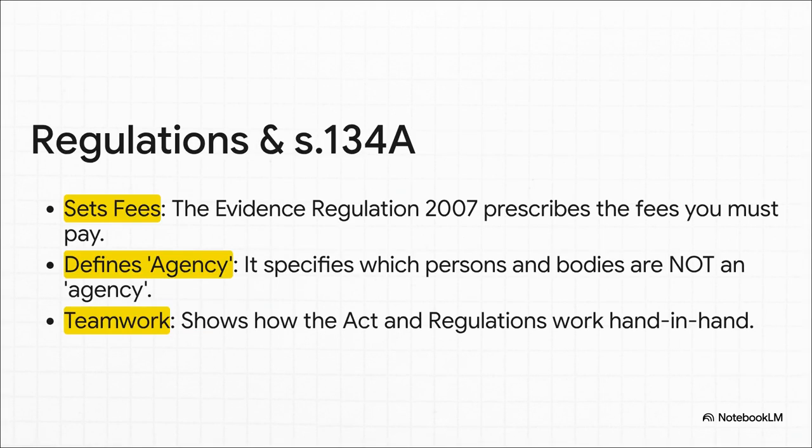And here you can see how it all clicks together. The Act and its regulations are like a team. They're partners. Section 135 provides the power, and then the Evidence Regulation 2007 uses that power to set the rules of the game. It tells you exactly what fee you have to pay for your Section 134A application, and, like we said, it lists all the bodies that don't count as an agency. The bottom line is, you just can't use one without the other.